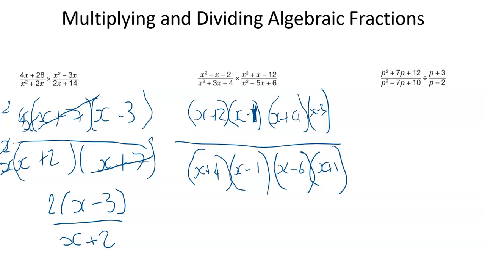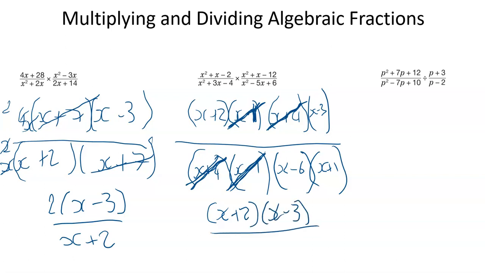Yes. And now we can cancel out. We can say x plus 4 and x plus 4, x minus 1, x minus 1. That's it by the looks of it. Yes. So then I've got the final answer of x plus 2, x minus 3, over x minus 6, x plus 1. I'm going to leave it in its factorised form. There's no reason to concern myself about that.